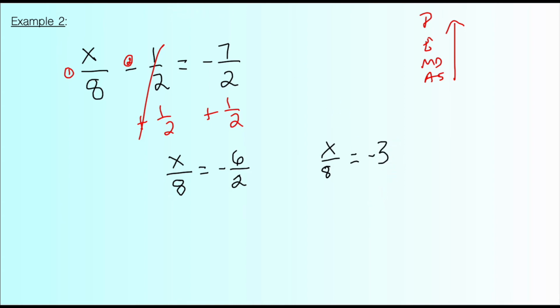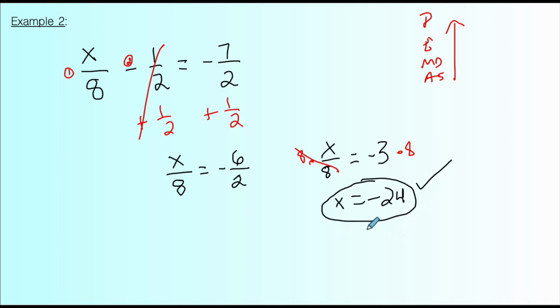All right. Last step here. How do you undo division? You multiply. So I'm going to multiply by 8, cancel out, multiply by 8. And my final answer here is x is equal to negative 24. Boom, done. That is my final answer.